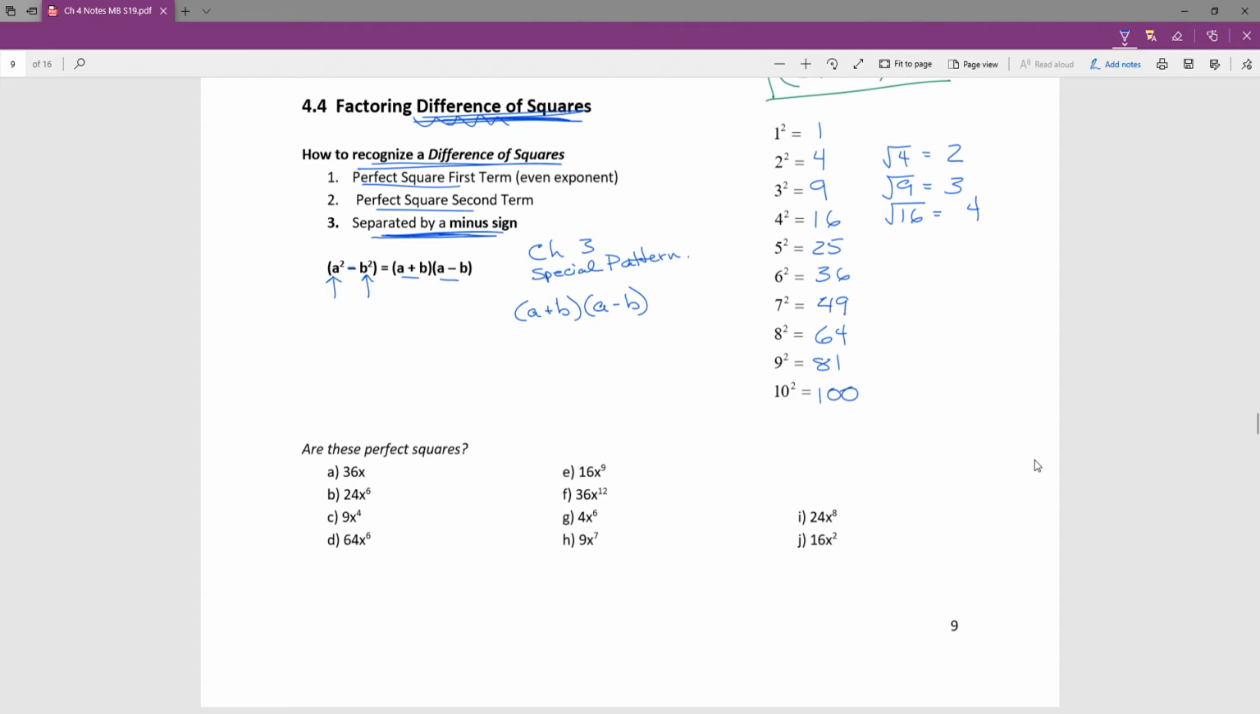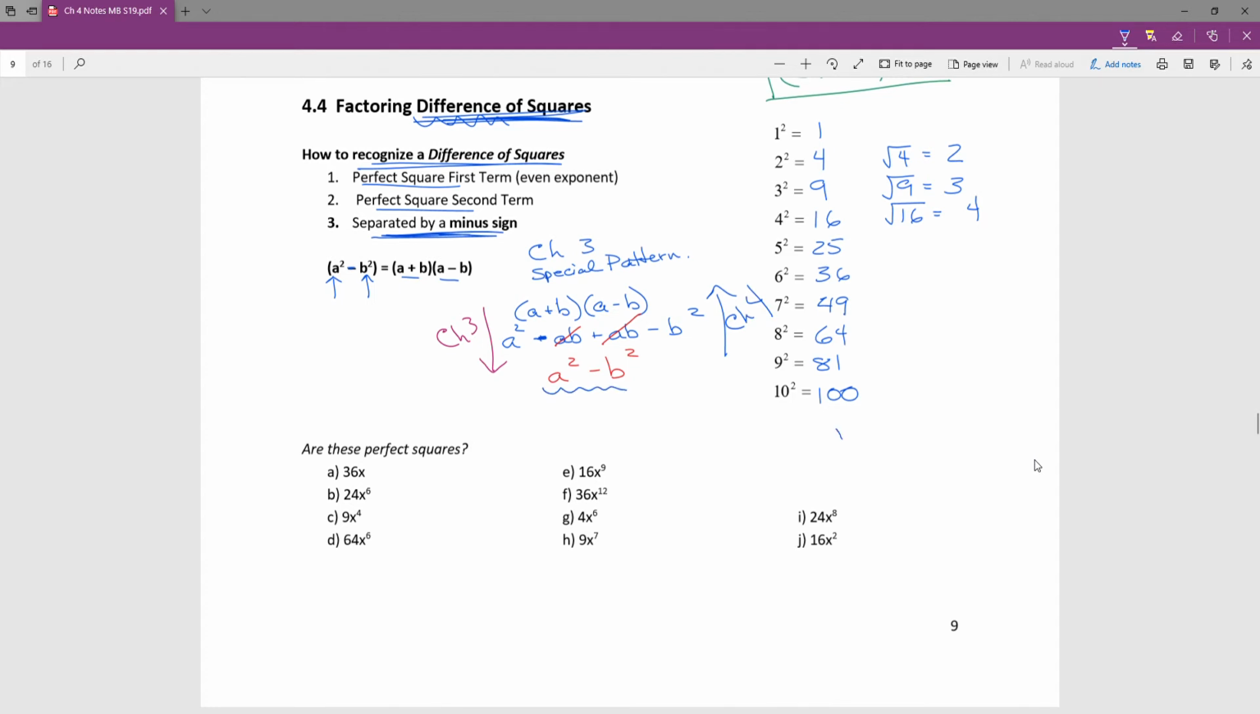But when I taught it, I said you can always FOIL it out. First, outside, so negative AB, inside, positive AB, negative b squared. So you can see here, the middle terms are going to cancel out. So you're left with a squared minus b squared. So again, going this way was chapter 3, and going the reverse, going backwards, is chapter 4. So this would be a perfect square.